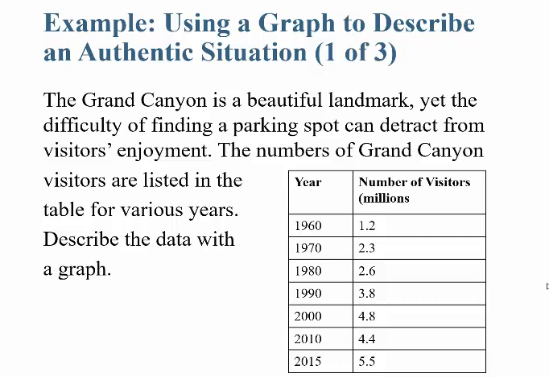So the number of Grand Canyon visitors is listed in the table for various years. I want to describe the data with graphs. Whenever you see a problem like this, the first thing you're going to look at is what years you have. I start in 1960, the 70s, the 80s, 90s, 2000, 2010, and 2015. And over here, I have the number of visitors in millions. So this 1.2 means there were 1.2 million visitors that year. You can see the general trend of visitors: 1.2, 2.3, 2.6, 3.8. It's going up. As the years increase, so do the number of visitors.